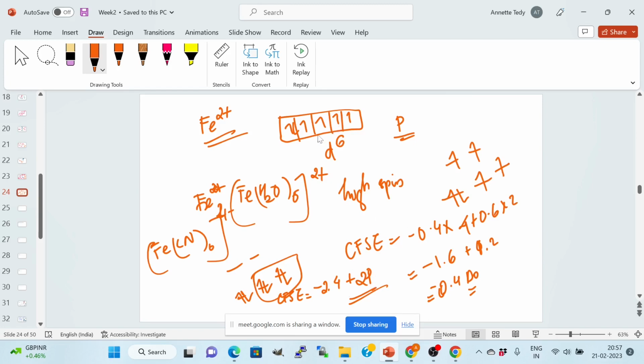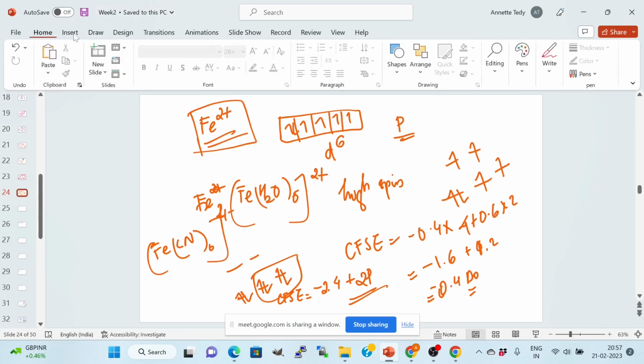But first we have to write its native configuration, that is, when the metal ion was alone without any ligands. What was the configuration? With respect to that, how many additional pairings are coming? That we have to write. For example, I'll show you one more example.